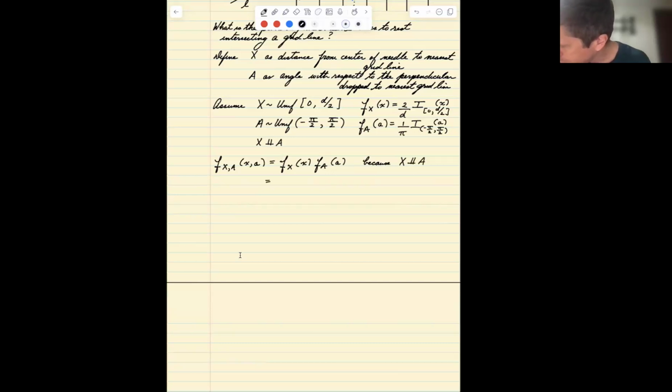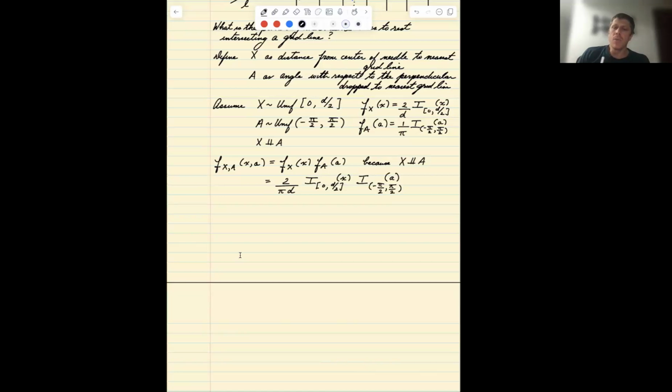So this is equal to 2 over pi d times these indicators. The indicators are extremely important, by the way, because they're going to keep you out of trouble. So you don't have to write them in. You can technically just say these are the bounds that X and A have to fall between, but you get yourself into trouble that way.